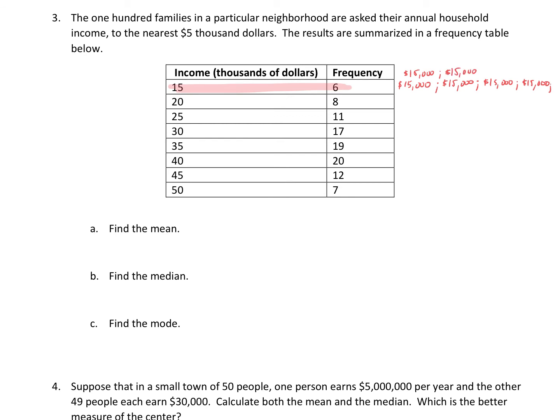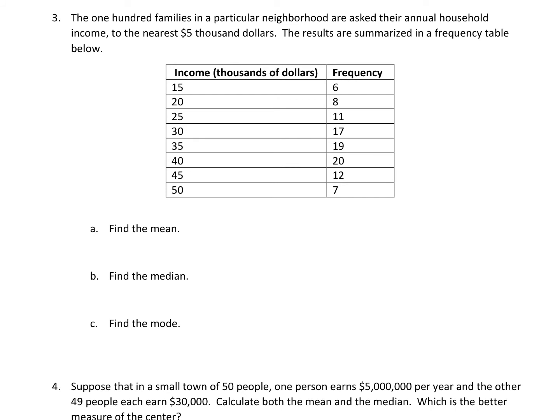Then I would have to do the same thing for the next row. 20,000 would have to be listed 8 times. And then the next row, 25,000 would have to be listed 11 times, and so forth. That takes up a lot of space and a lot of time to write it all down. It's much easier to use this frequency table where you're just saying, hey, 6 people said $15,000. 19 people said $35,000. So when you have a large data set, this frequency chart really comes in handy rather than listing out every single response.